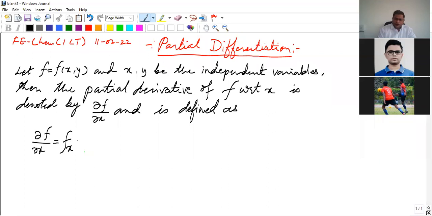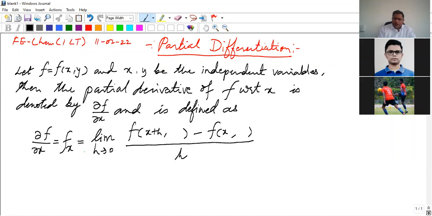∂f/∂x, also denoted as fx, is equal to the limit as h tends to 0 of [f(x+h) - f(x)]/h. So you can see we are considering the variation in x only. Here y remains as it is, that means we treat y as a constant. We do not consider the change in y, we consider the change in x only.